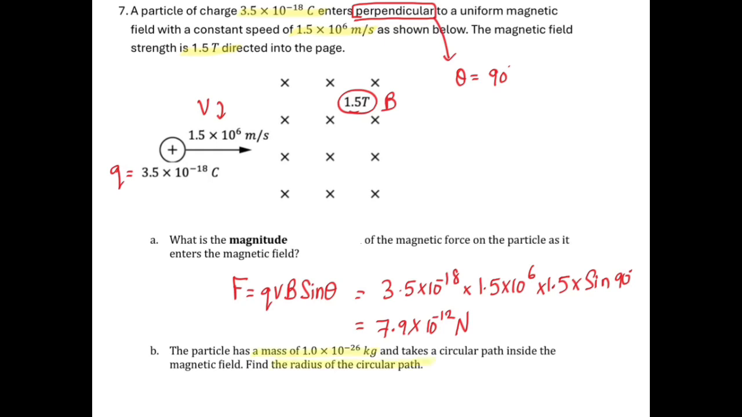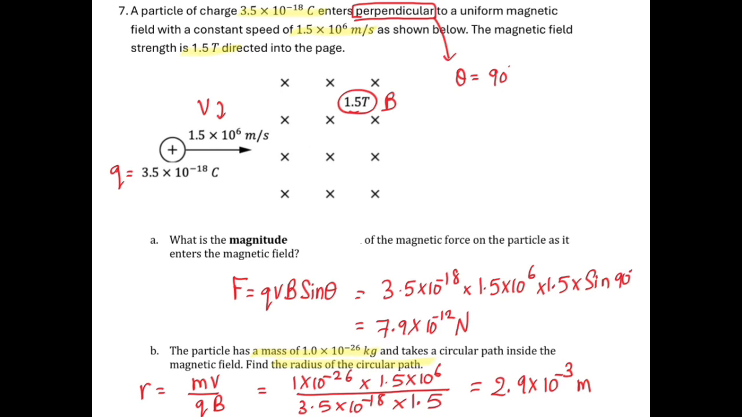Next, it's asking us to find the radius. They have given us the mass. It's a direct substitution into the formula for radius, which is mv over qB. We substitute the numbers, and we get the answer as 2.9 times 10 to the -3 meter.